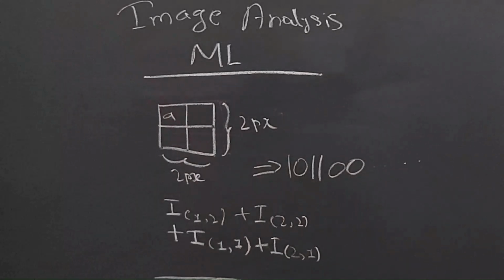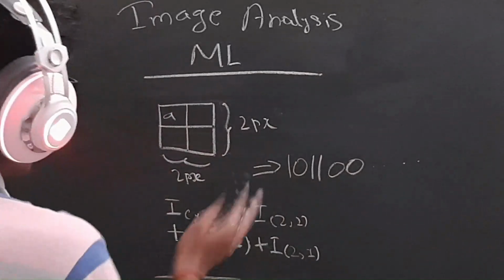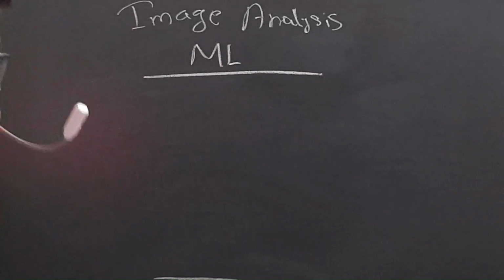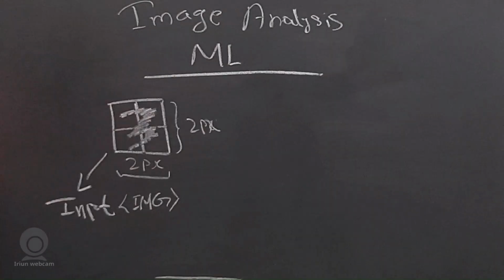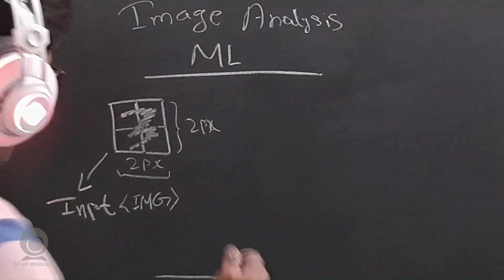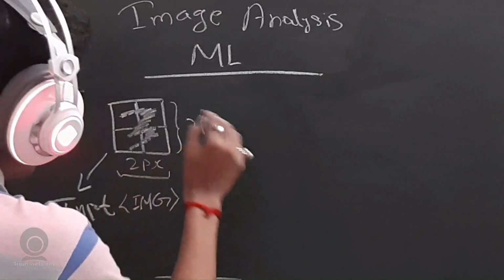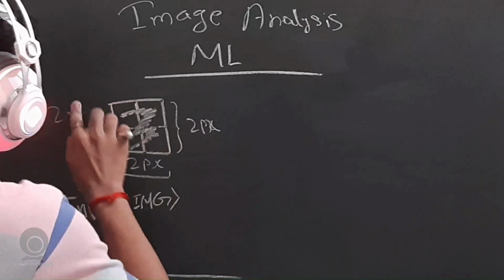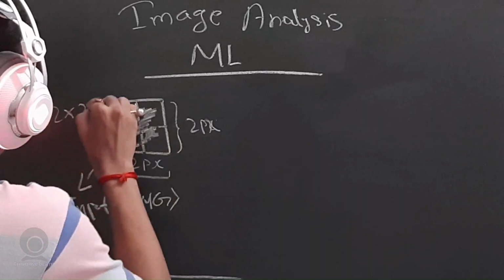So now we will understand the basic function of the image generation model's input layer, the structure. So I have taken this diagram, right? So now this is a 2 by 2 pixel resolution.